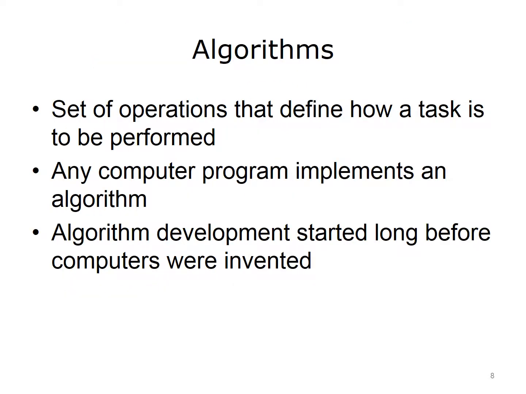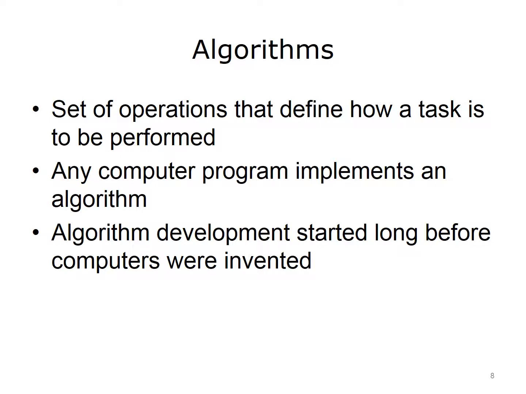Algorithms are a key part of software design. An algorithm is a set of operations that define how a task is to be performed. Algorithms can be used to define any task that can be performed, whether it be by humans, animals (cats are thought to follow an algorithm for grooming), or machines. Any computer program implements algorithms. The algorithm is the plan or design for the program. It is important to design an algorithm first before writing the program.